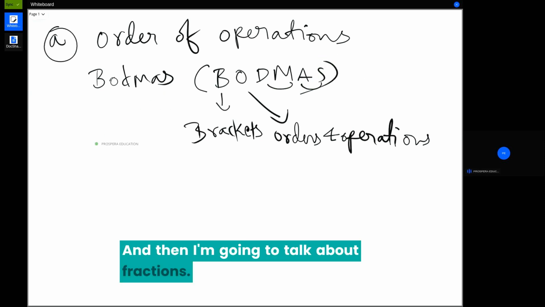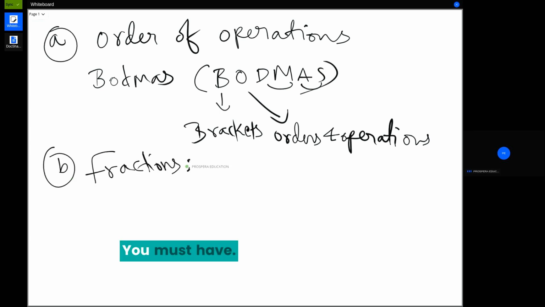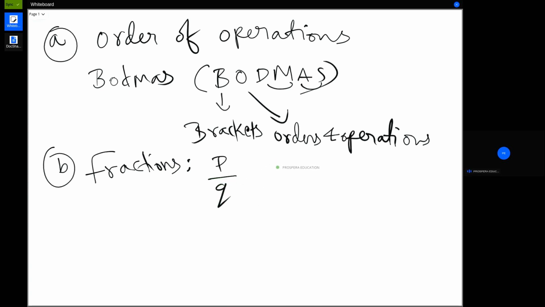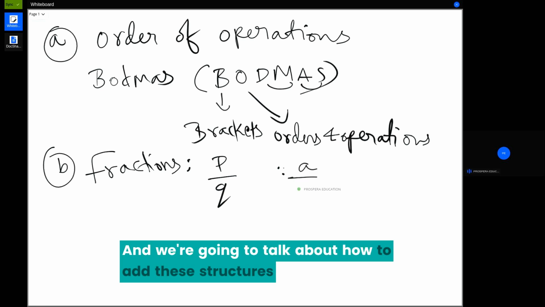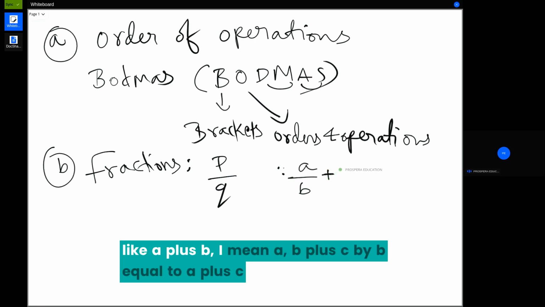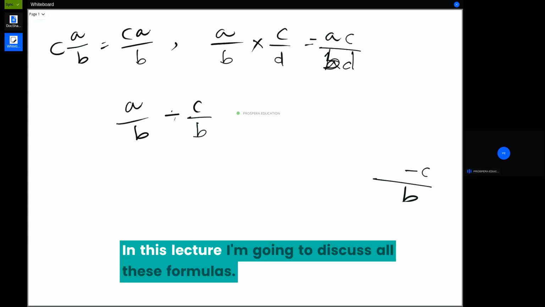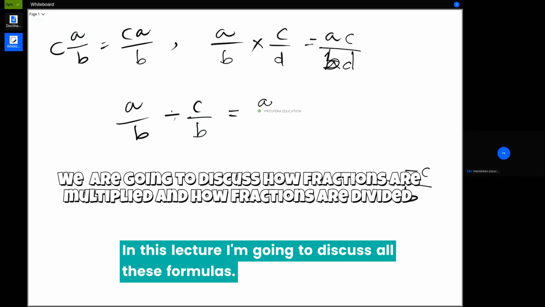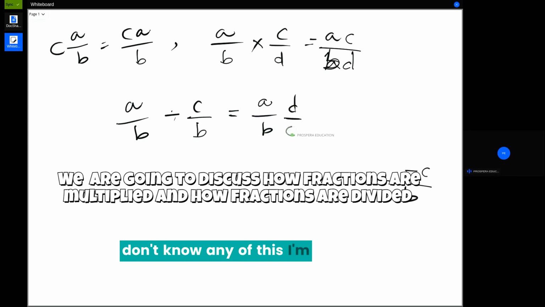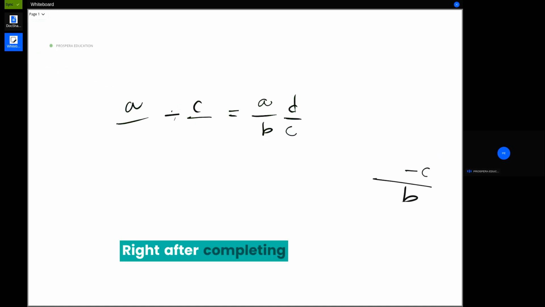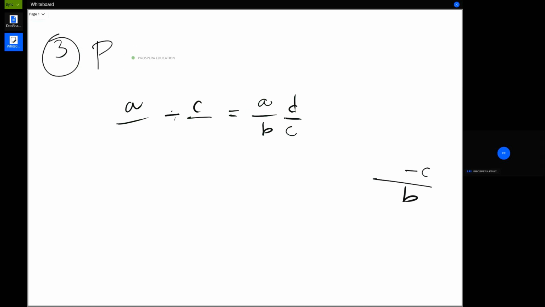And then I'm going to talk about fractions. You must know this. Fractions are nothing but numbers in p by q form. And we're going to talk about how to add these fractions, like a by b plus c by b equal to a plus c by b. In this fractions lecture, I'm going to discuss all these formulas. Don't worry if you don't know any of this. I'm going to explain all of this in detail. Right. After completing fractions, I'll move towards teaching percentages.